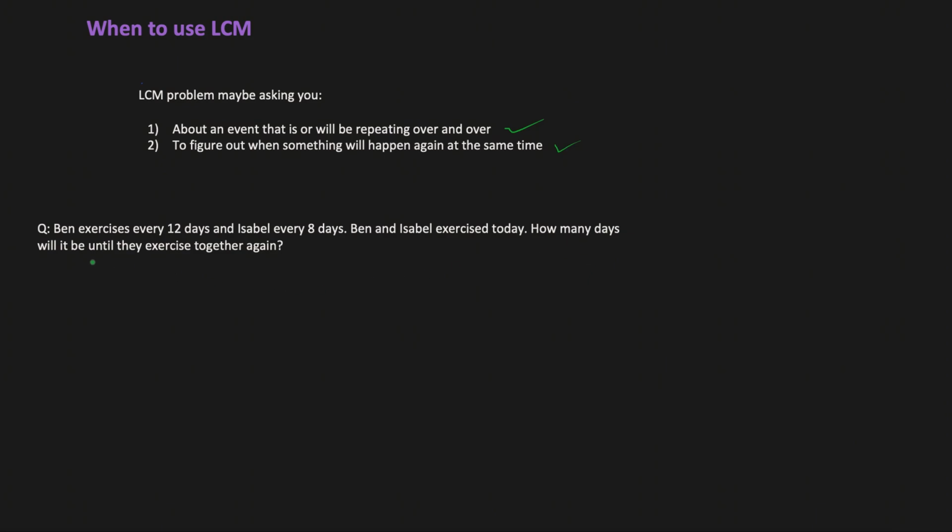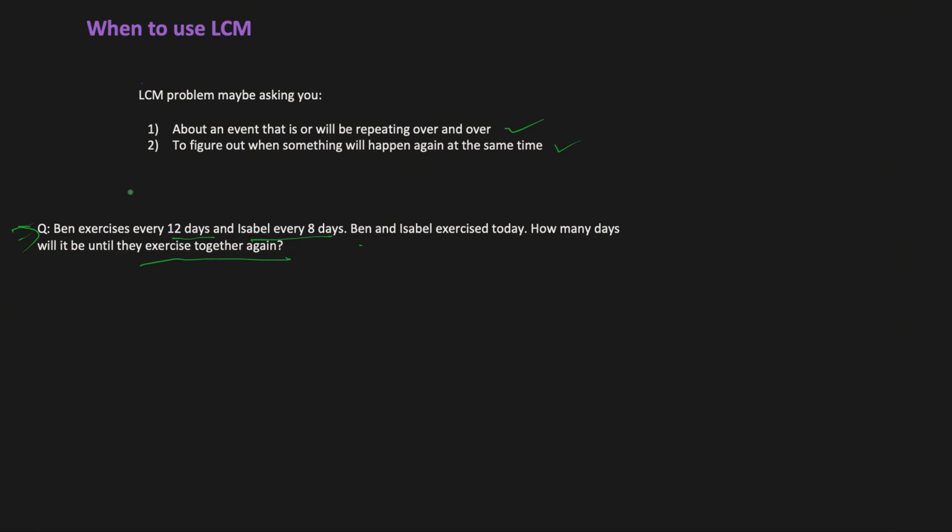And we'll go over an example of something that will happen again at the same time, and how to use LCM. So let's say this is our question: Ben exercises every 12 days and Isabel exercises every 8 days. And Ben and Isabel exercise today. How many days will it be until they exercise together again?